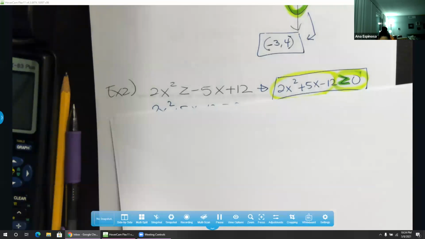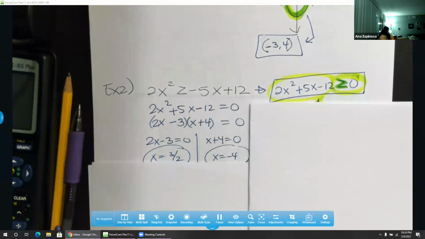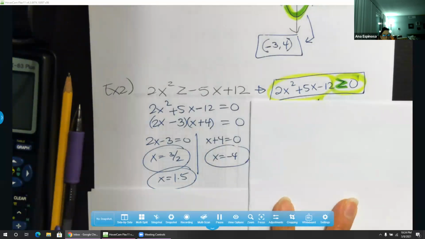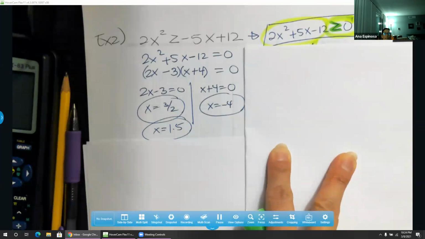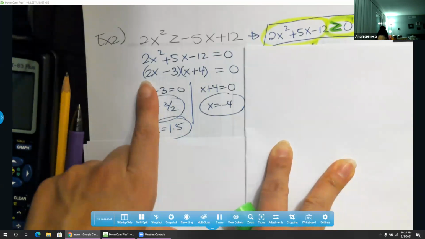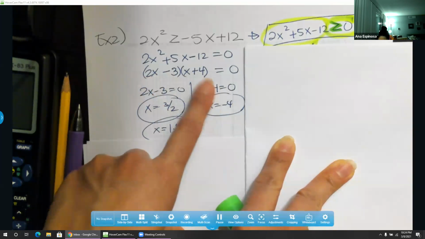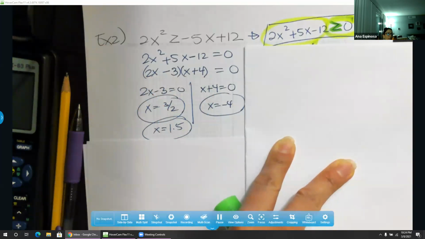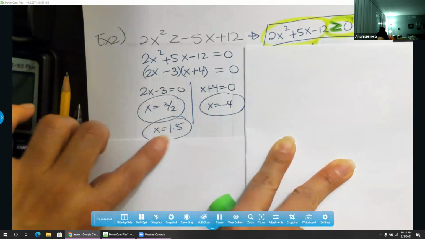So before I do anything, I do need to factor. So I end up factoring. Please be really good in factoring. You need to know how to factor from here until the end of this class. I ended up with 2x minus 3, x plus 4. If you couldn't factor, you'd use the quadratic formula, but we're not going to have any of those. 3/2 is the same thing as 1.5.